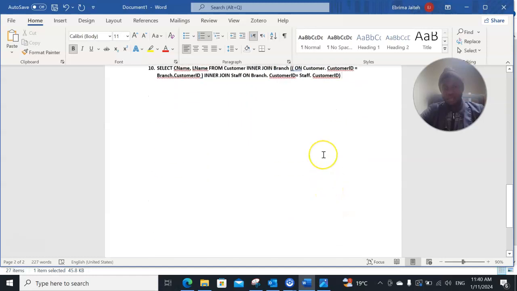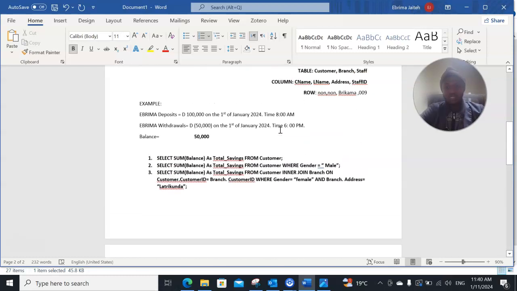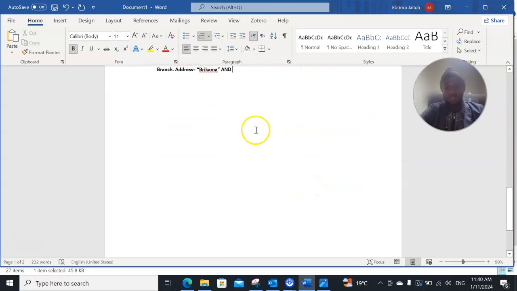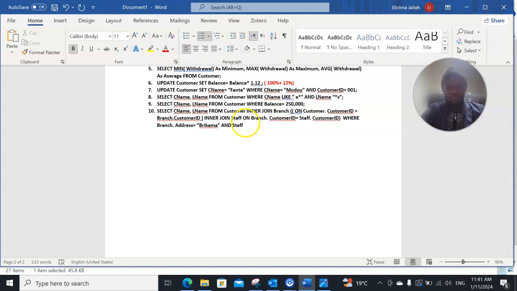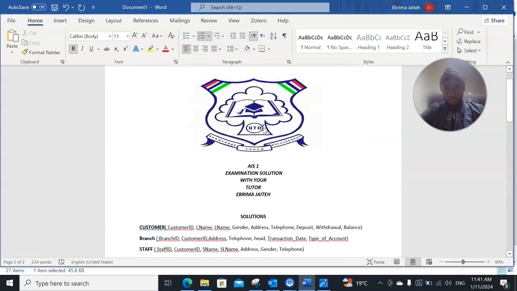So I'm going to say where branch dot address is equals to Brikama. And this Brikama must be in quotation. Since it's a character, I'm going to put in quotation. And is that the end? No, but for this, the staff ID is 009. You can see that. So I'm going to say and staff ID is equals to 009 and then semicolon. You can see the reason why I don't put this staff ID into quotation is because it's already a number or an integer. So no need to put in quotation.